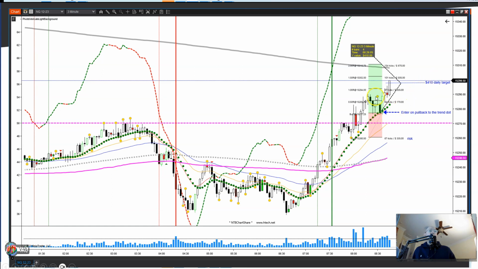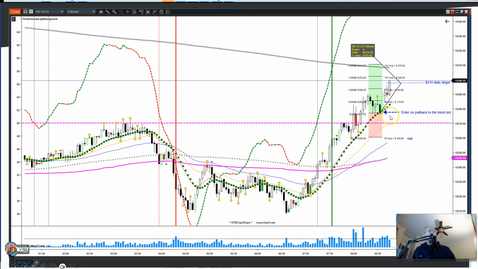You can see that we entered on this pullback to the trend dot right here, so we were able to easily measure where our daily target of $410 might lie. Now, why did we get in here? Typically, when we see both the vertical thin dashed green line and solid green line, we wait for a pullback, ideally to the trend dot, and we almost got it here, and that would have been maybe a more aggressive trade, perhaps. If you wanted to front run that just a tad, I certainly do it often.